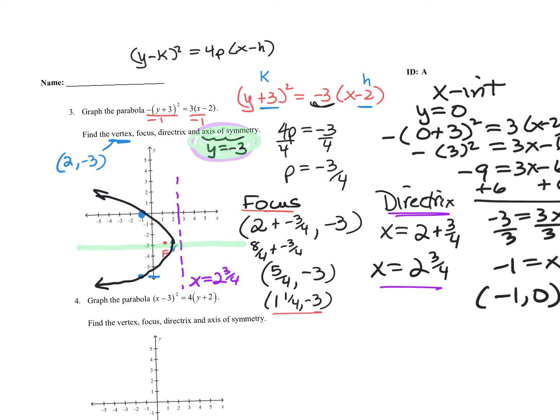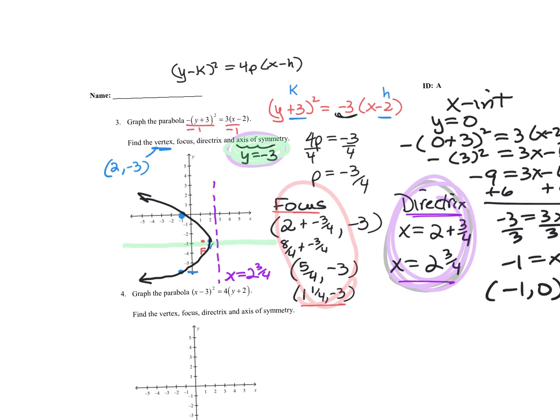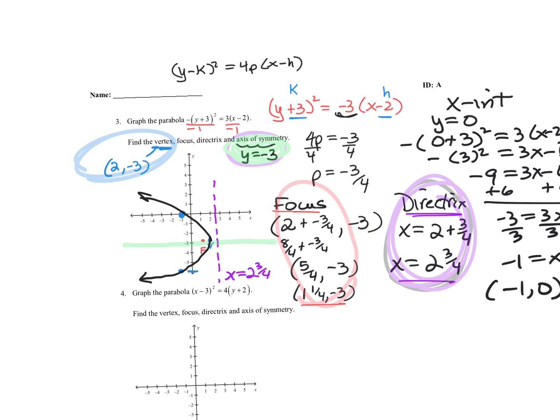And that's when your vertex is not at (0, 0). So again, you're identifying the directrix, which is in purple. I'm identifying the focus, which is in red. I'm identifying my vertex, which is in blue. My axis of symmetry, which is in green. And then I connected my points. I found one additional point, which was the x-intercept. If your vertex was not at the origin, and let's say it was an up and down graph, then you would have found the y-intercept.